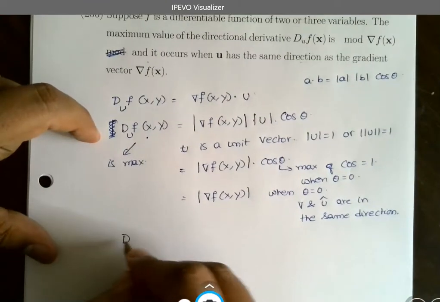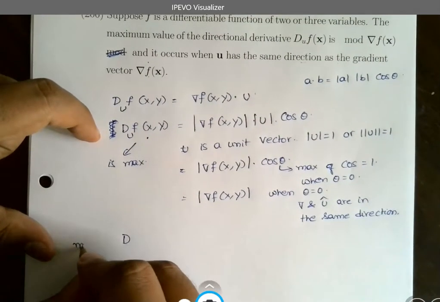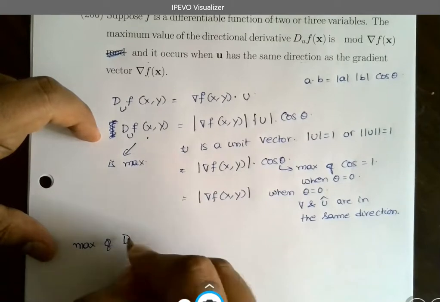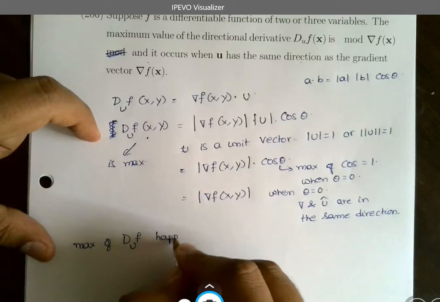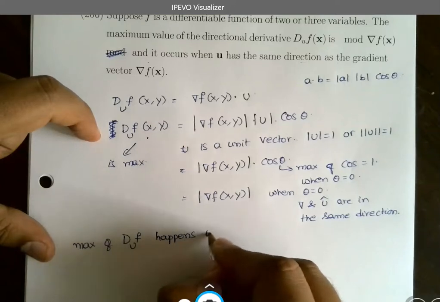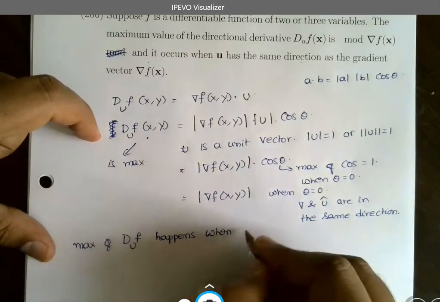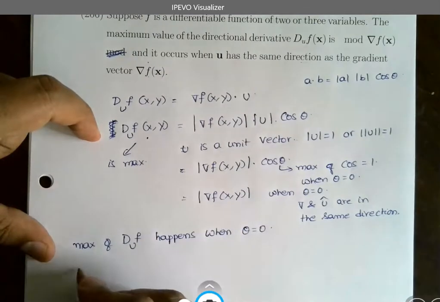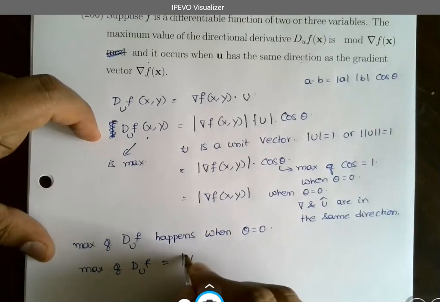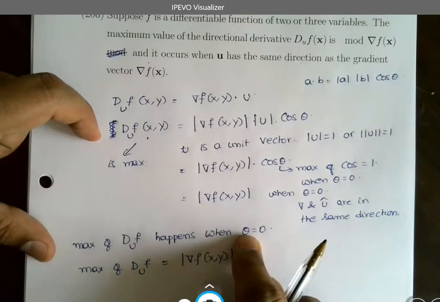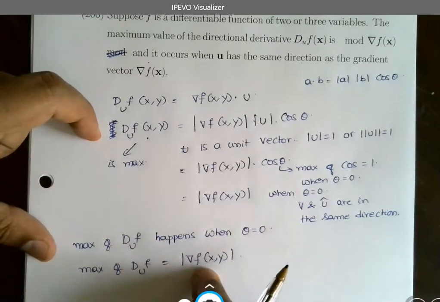In other words, the maximum of the directional derivative happens when theta equals 0, and the maximum of the directional derivative of f equals the magnitude of the gradient of the function. You see that? That's what they're saying. It happens here, and the maximum is here.